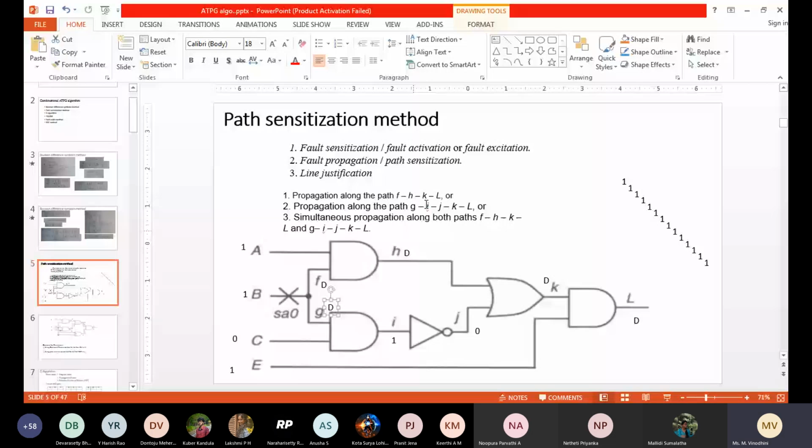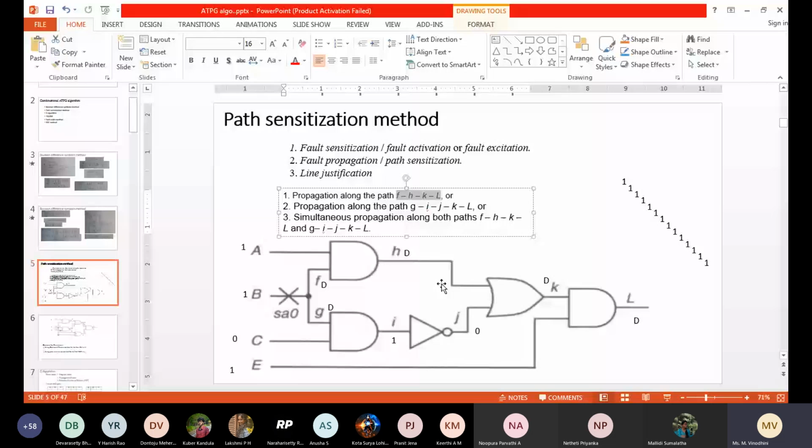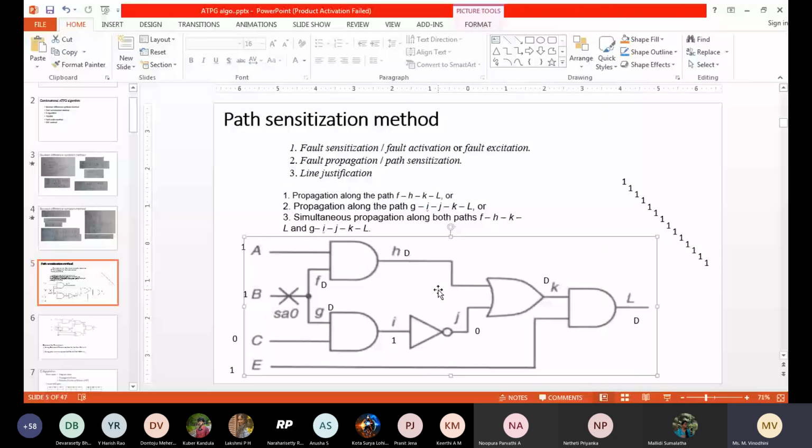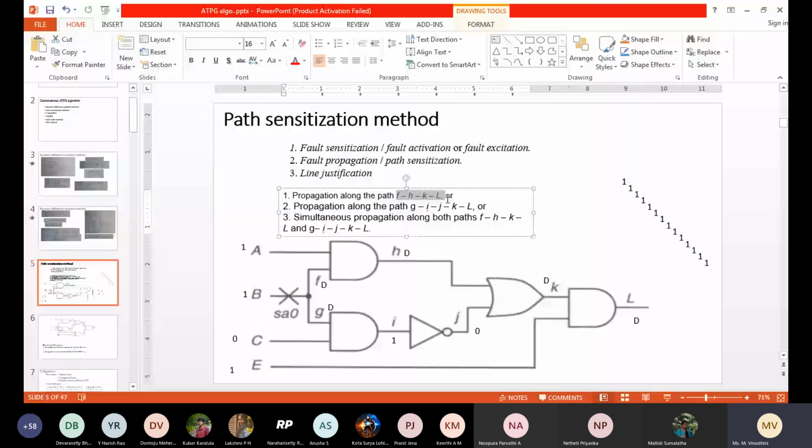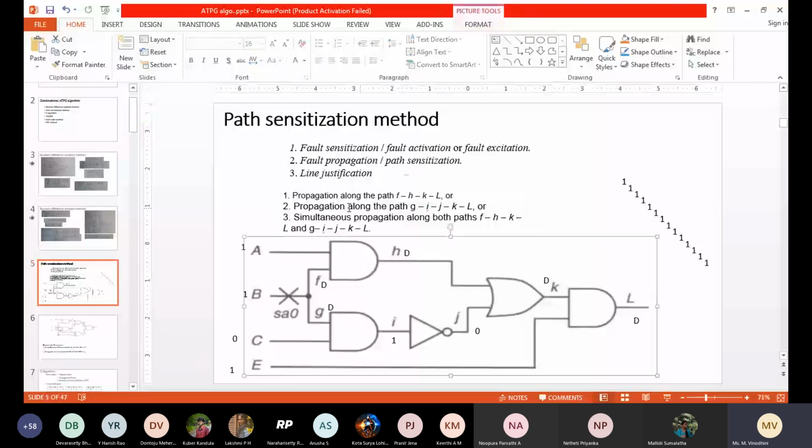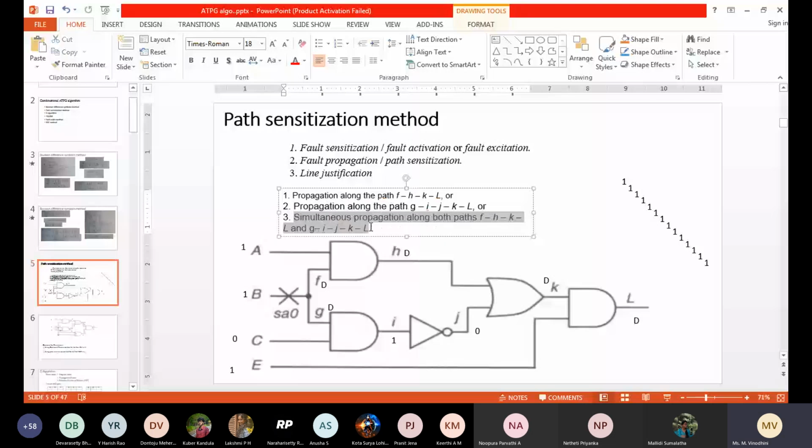I succeeded with the activation. Okay, I'll say we succeeded with activation. We succeeded with the propagation, but we failed in the line justification. For which path? FHKL. So now this path is ruled out. I cannot get the test vector. Next, let me check with the next path. As of now, let me keep this on hold. Second path, let me keep hold. Let me move on to the third path.